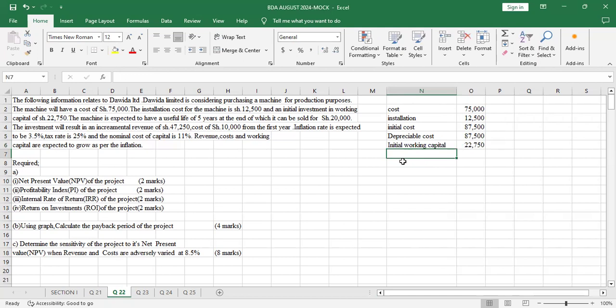Then the machine is expected to have a useful life. Useful life of the machine is 5 years. They're saying that the machine is expected to have a useful life of 5 years, at the end of which it can be sold for shillings 20,000. So that's the salvage value. Salvage value is 20,000.